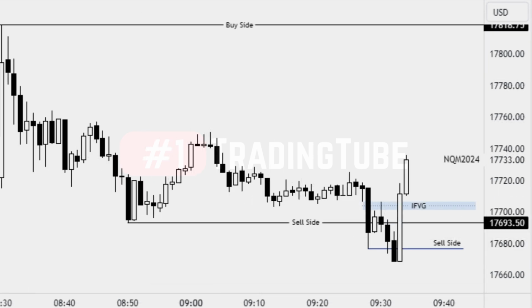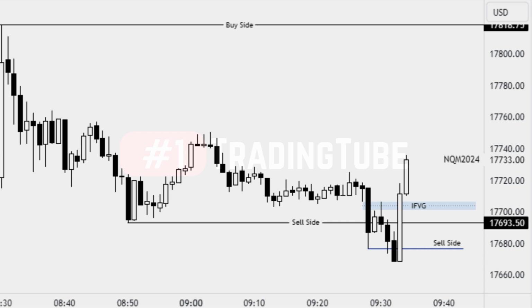Here we see price taking sell side once more before aggressively rejecting lower price and shifting right through the fair value gap that formed earlier. Now we have an inversion fair value gap and it suggests bullish prices. We would now look for any new fair value gaps that could act as support to buy from.